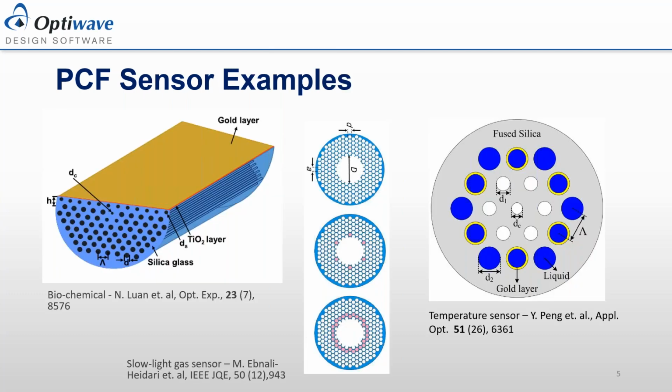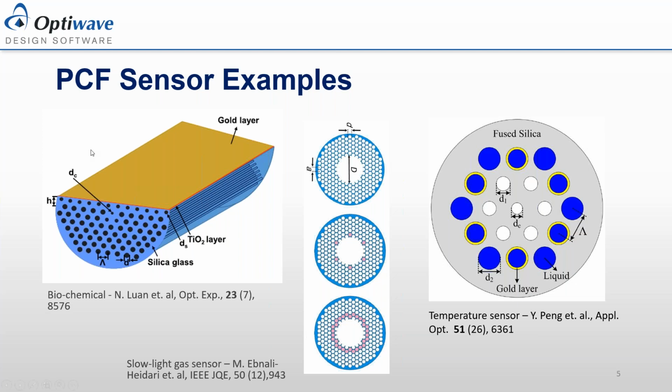So in this slide, we have three examples of low index or hollow core photonic crystal fibers. These particular structures rely on the stop band in order to provide the confinement and the operation. And you can see that there's a broad diversity in how the structure can be taken advantage of for sensing.